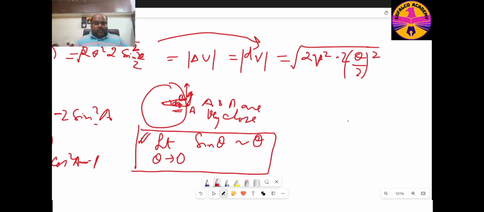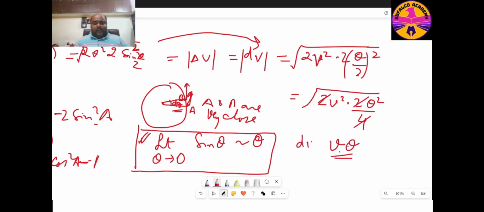So that is what you have put here. Instead of sine square theta by 2, now you are assuming that theta is very, very small, so it will be theta by 2 whole square, right? So now this can be converted into root under 2v square into 2 theta square by 4. The 4 cancels from 2 and 2, and you are ultimately left with v into theta, right? That is what your dv vector is. dv vector is nothing but v into theta.